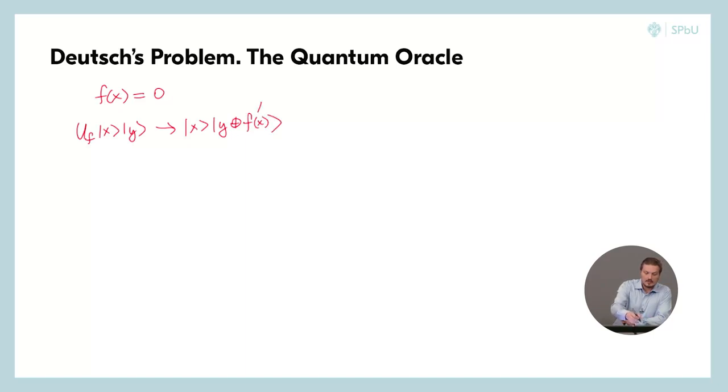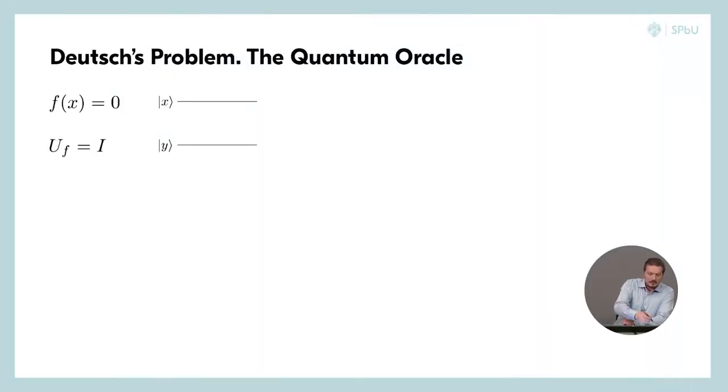and this f of x equals 0, so it's just x, y for any vector, so UF in this case is just an identity matrix, 4 by 4, of course, because we have 2 qubits here. And the implementation of such a matrix on a circuit is quite simple. It's just nothing.